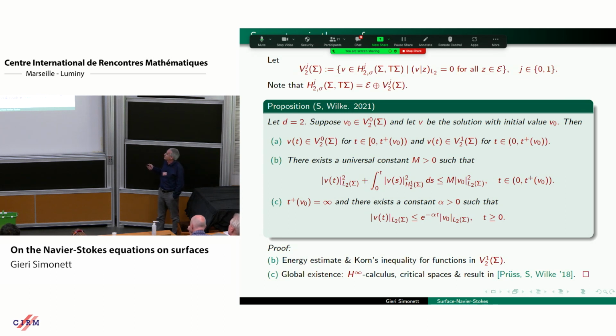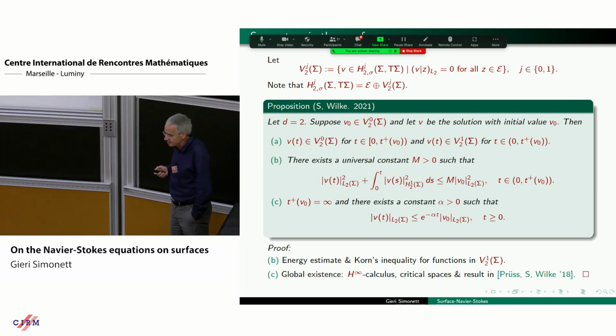And what you can do is look at the complement, with respect to the L2 inner product, and then you show that you have a direct decomposition here. So it's interesting in this case, if you start with an initial value that is perpendicular on the complement of the Killing fields, then you prove that you stay so. So if you start perpendicular, you stay so.